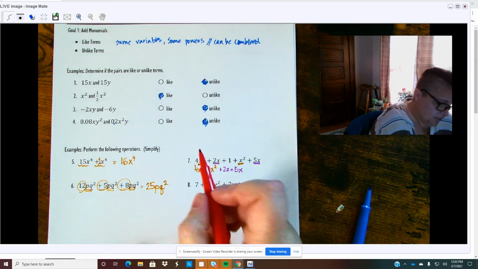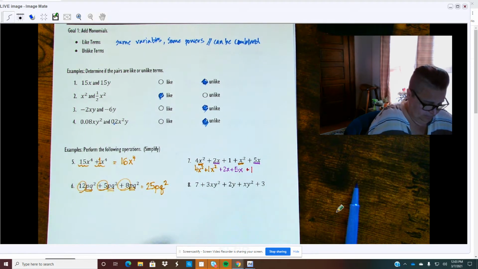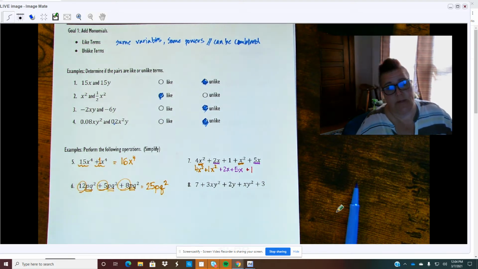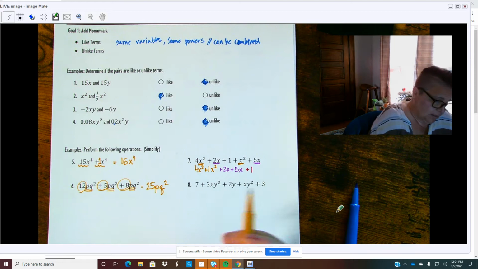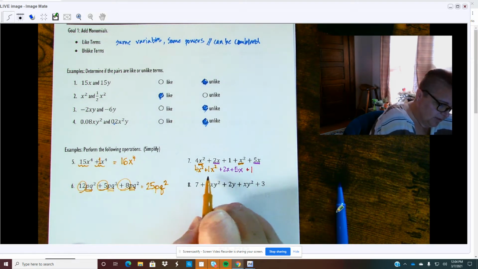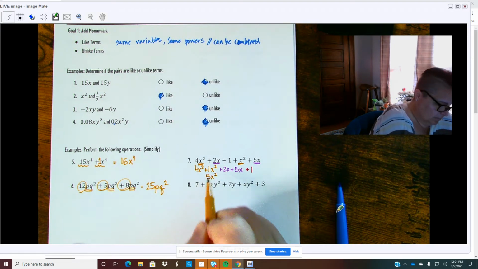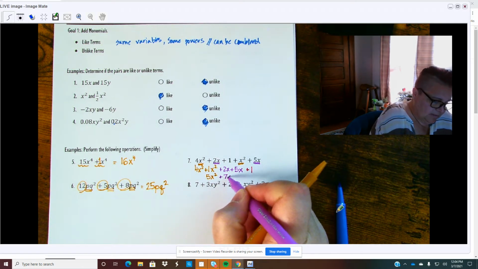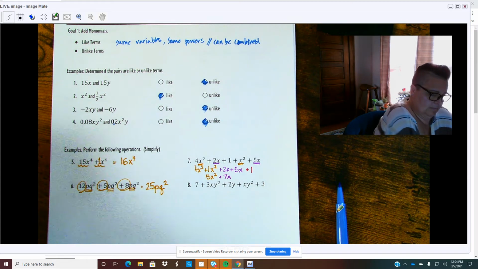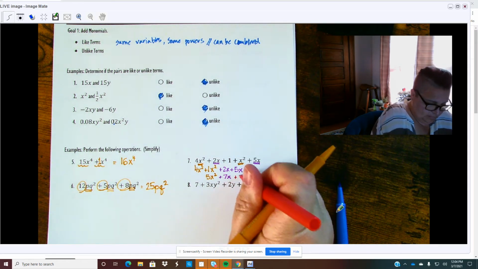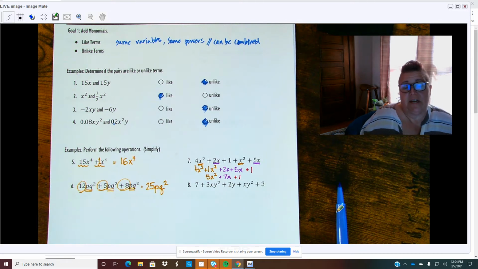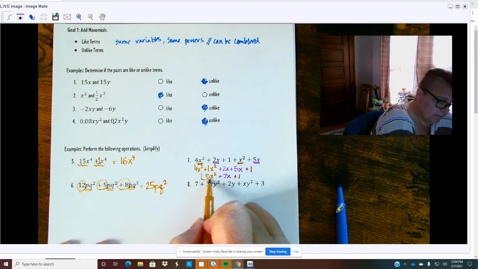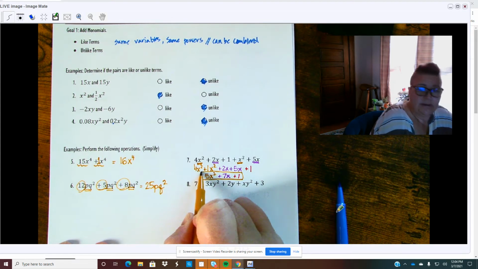And then we have just a plus 1. So if we were to combine like terms, we could combine the 4x squared and the 1x squared to give us a total of 5x squared. We could combine the 2x and the 5x to give us 7x and a plus 1. This then becomes the entire answer, 5x squared plus 7x plus 1. Let me put a box around that so you can tell.